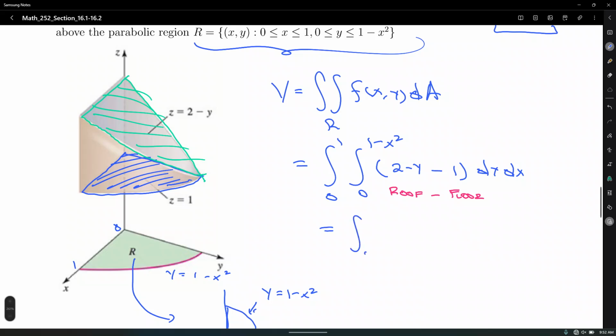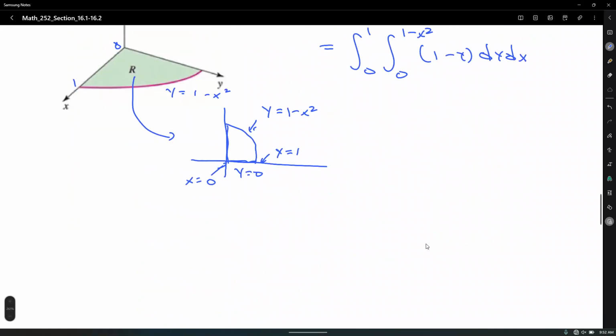That is the integral from 0 to 1, and then from 0 to 1 minus x squared, 2 minus 1 equals 1 minus y dy dx. And in this case, they're not asking us to evaluate the double integral to compute the volume. Just set it up. All right? Just set it up. All right. What's next? Let's see.